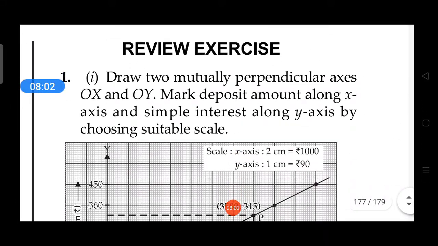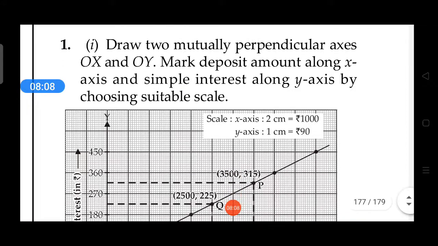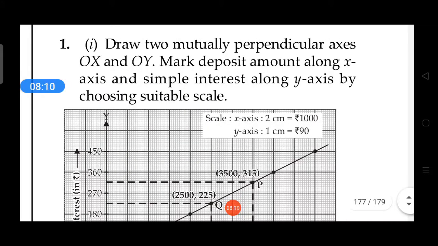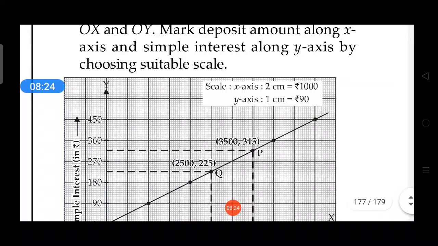Now just quickly revise the review exercise. Most of the questions we are going to revise now. Here question number 1, page number 322. Interest deposit for a year is given in the following table. The deposits are 1000, 2000, 3000, 4000, 5000, and simple interest is 90, 180, 270, 360 and 450.